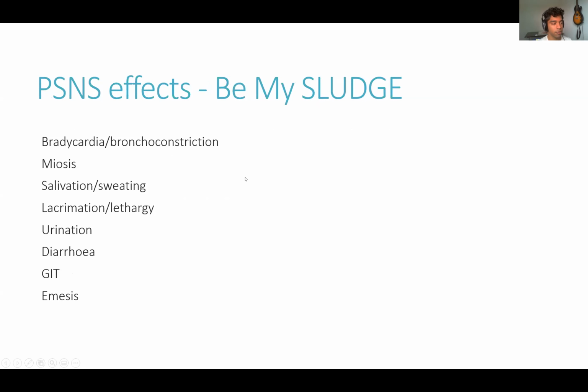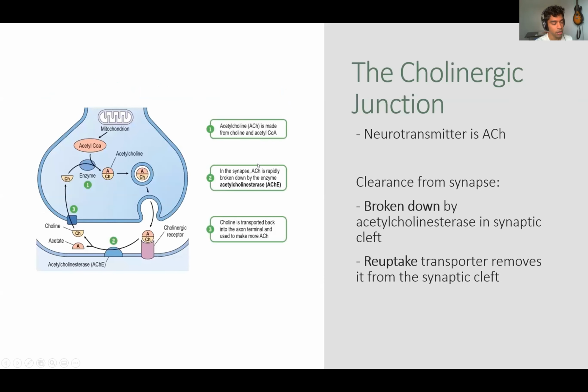A cool way of remembering the parasympathetic effects is SLUDGE: bradycardia, bronchoconstriction, miosis, which is contraction of the pupil, salivation, sweating, lacrimation, which is obviously tears, lethargy, urination, diarrhea, increased motility in the gastrointestinal tract, and emesis, which is vomiting.